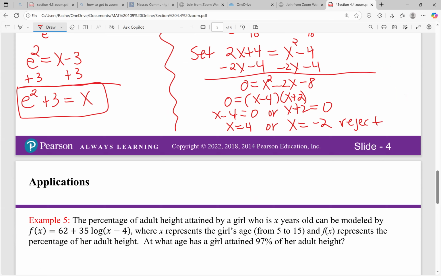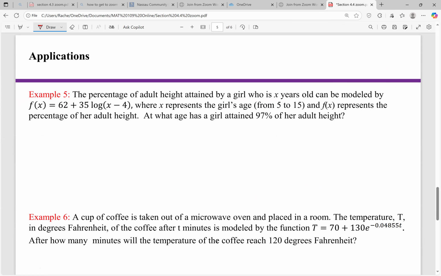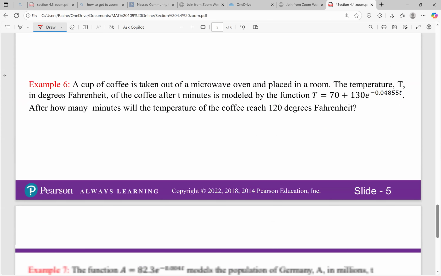All right, so we're going to wrap up with word problems. So now let's apply what we've been doing, solving the exponential and logarithmic equations, but in the sense of a word problem. So I have 3 examples, and then we'll wrap up.